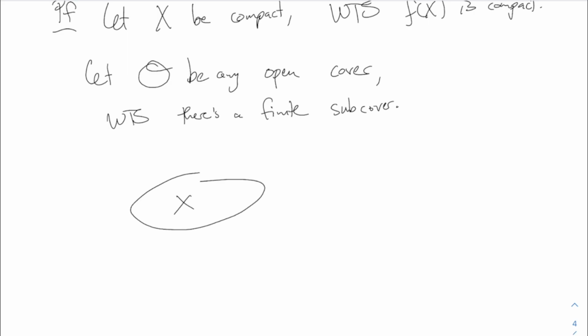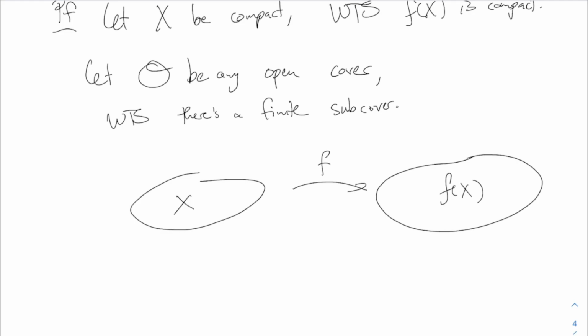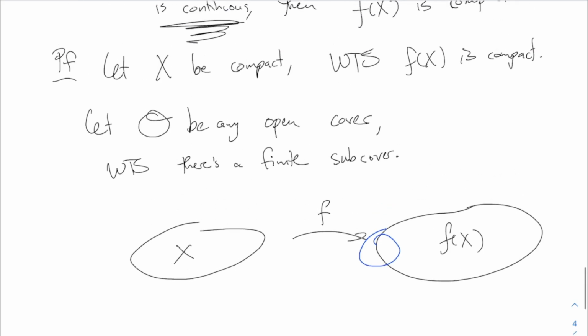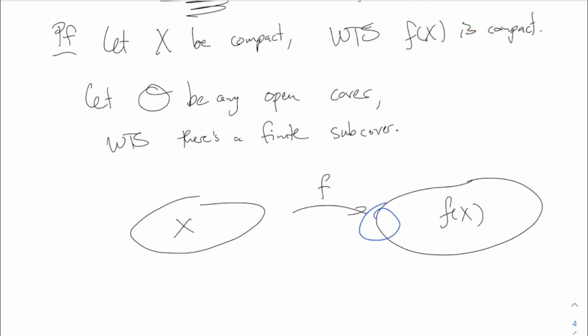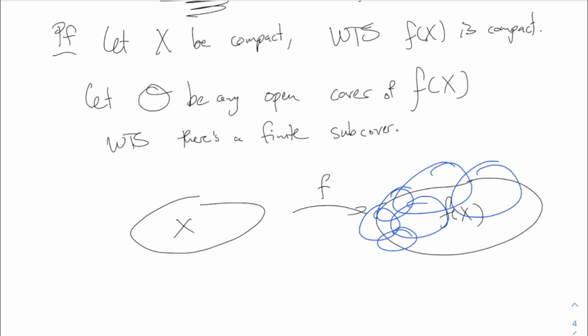Here's X. Here's F of X. Here's F. And then I began with, let O be any open cover. Sorry, this is important: I'm trying to show F of X is compact, so O is any open cover of F of X. This is a little confusing. It's an open cover over here, not on the other side. It's an open cover of F of X because that's what I'm trying to show is compact. So we have a bunch of open sets covering the whole thing. One really big one.